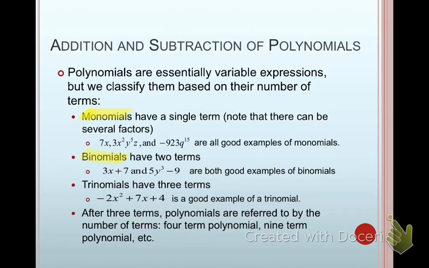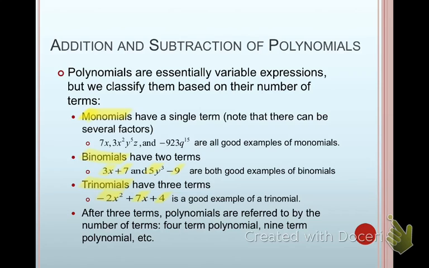Binomials have 2 terms: 3x plus 7, 5y cubed minus 9. Those are examples of binomials. They have 2 terms. 1 term, 2 terms. 1 term, 2 terms. Trinomials have 3 terms. Negative 2x squared plus 7x minus 4. They have 1, 2, 3 terms.